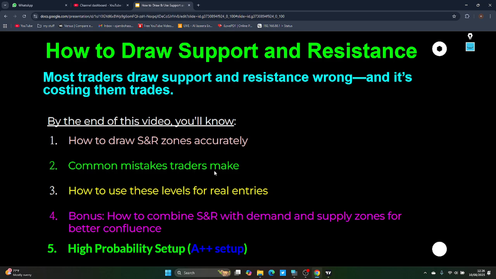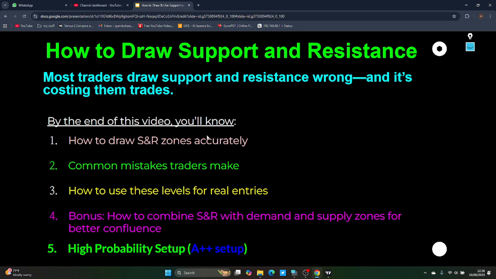So today we're going to be talking about how to draw support and resistance. This one is not going to be in the format of the previous videos. I've changed the format to add more context to the videos to make them more explanatory than just giving screenshots. So we are going to be learning how to draw support and resistance. Most traders draw support and resistance wrong, and it costs them more trades. So in this video we are going to be learning exactly how to draw support and resistance the correct way.